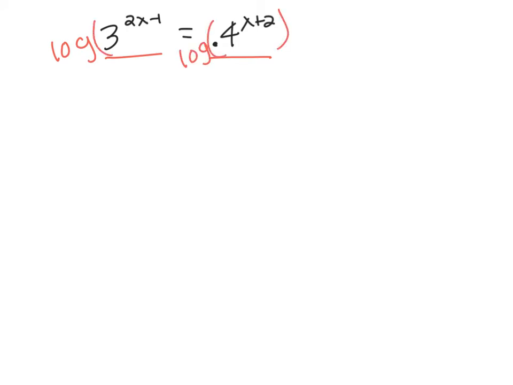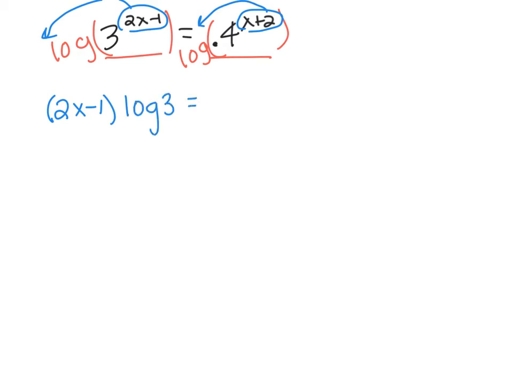So we have a log of 3 to the 2x minus 1, and we have a log of 0.4 to the x plus 2. So now when we bring this exponent down, the key is we are bringing all of 2x minus 1 down and all of x plus 2 down. And we need to leave those in parentheses because we're multiplying that entire binomial by the log of 3 or by the log of 0.4. So when you bring that down, it should look like 2x minus 1 in parentheses times log of 3. And now we have x plus 2 in parentheses times log of 0.4.